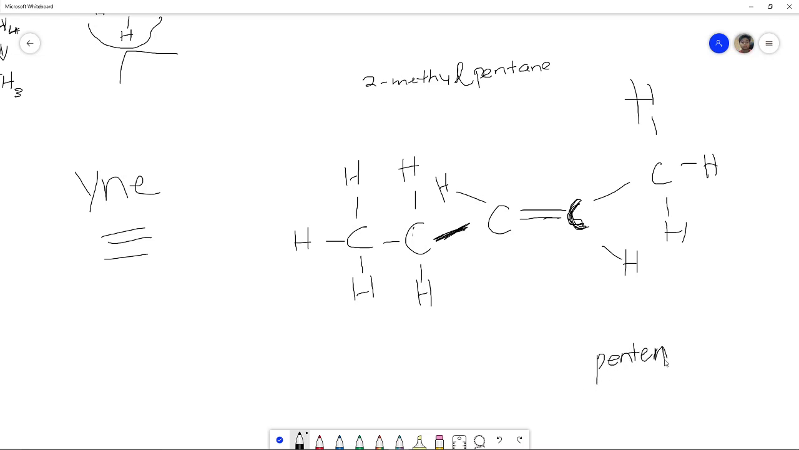Since it's called pentene, we know it's going to have the double bond, and keep in mind that the double bond can occur anywhere throughout the molecule. But since we want to be specific, in order to find the location of the double bond, we're going to count the carbons until where it occurs. So if we start from over here, it's going to be 1, 2, 3. So the double bond is between the third and fourth carbon.